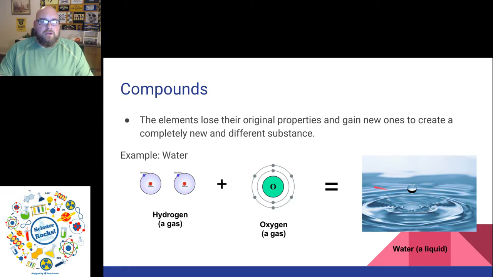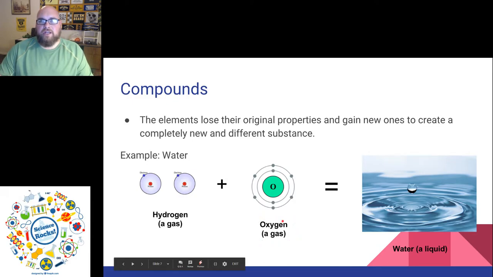Now if we look at their properties, hydrogen is a gas in its natural state. It's in the air. So is oxygen. It is a gas. But when these two combine, that property changes and they then become a liquid at room temperature. So we see how the individual properties of the ingredients of the compound combine together to make a new set of properties for the newly formed substance.